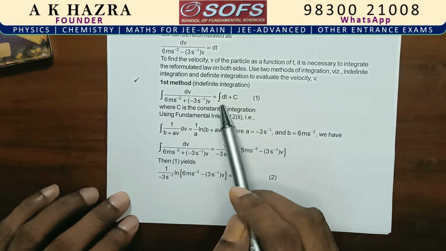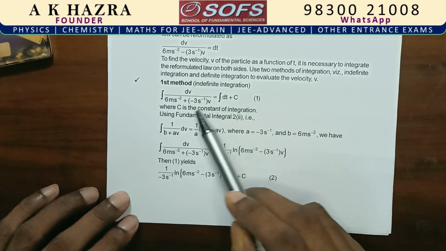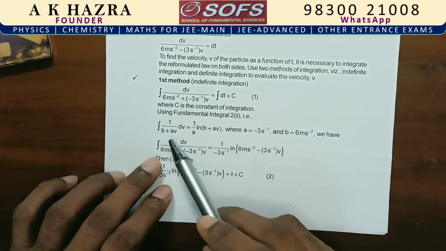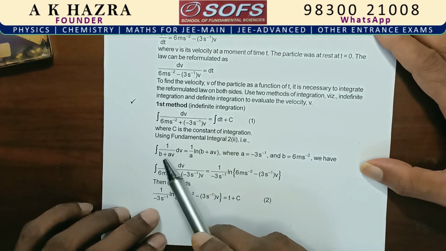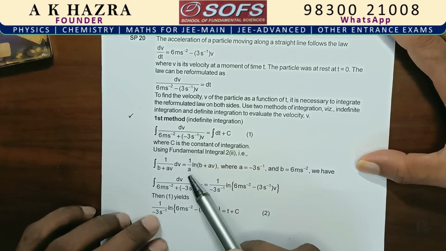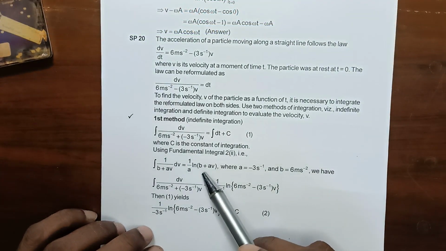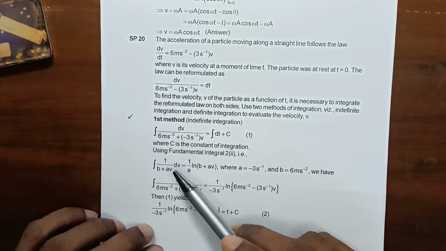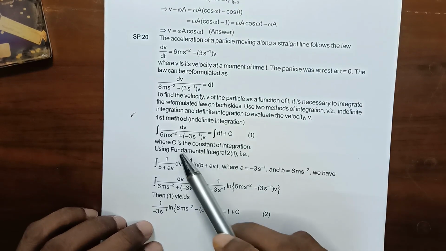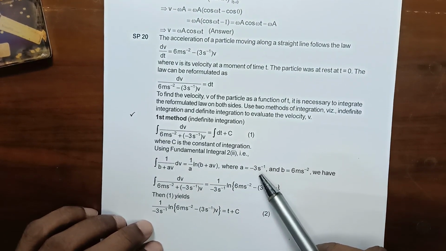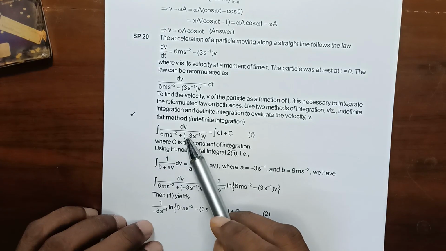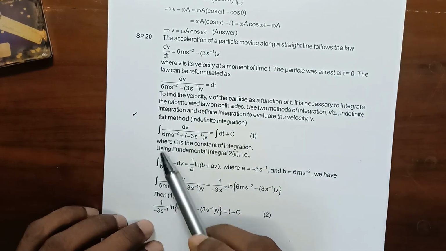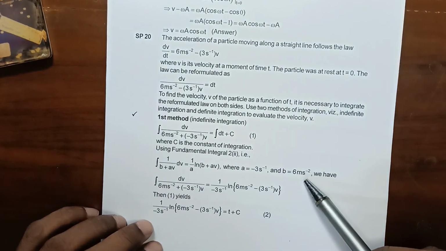Integrating both sides, plus an integration constant because it is an indefinite integration. Now it is a standard result; I have already given it: the integration of dv over b plus av is 1 by a ln of b plus av, in the form x plus b. If you compare, here a is equal to minus 3 per second and b is equal to 6 meter per second square.